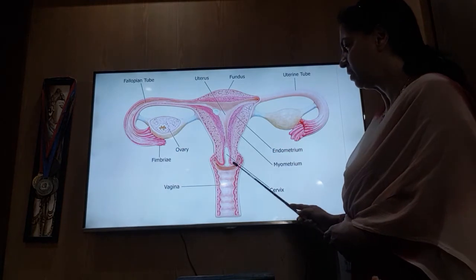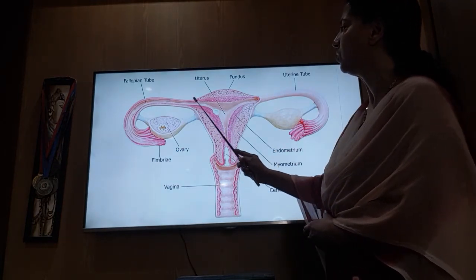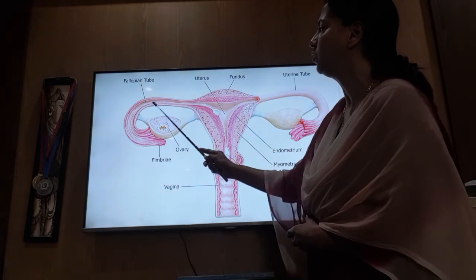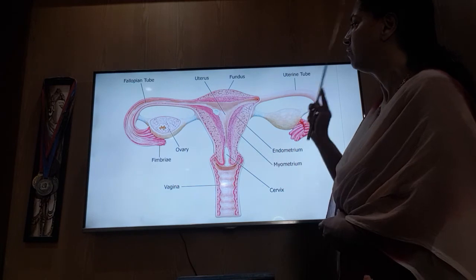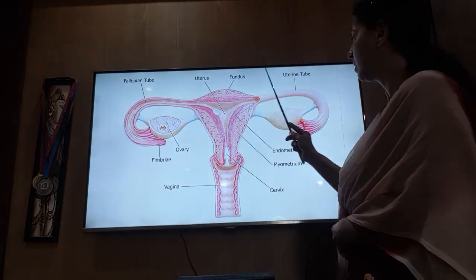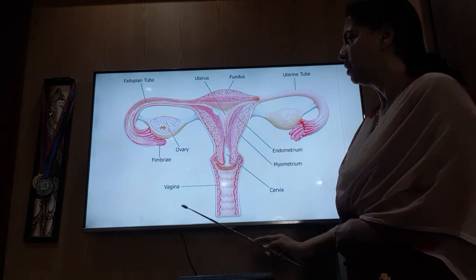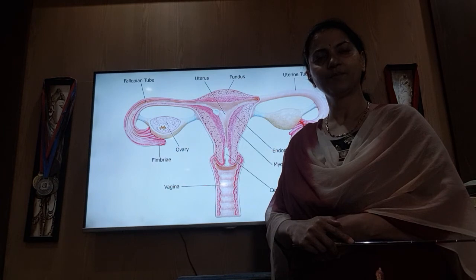This also acts as a passage for sperm, so that fertilization can take place in the fallopian tube. Then the embryo will be implanted in the posterior wall of the fundus of the uterus. So all these structures form part of the reproductive system of females. Thank you.